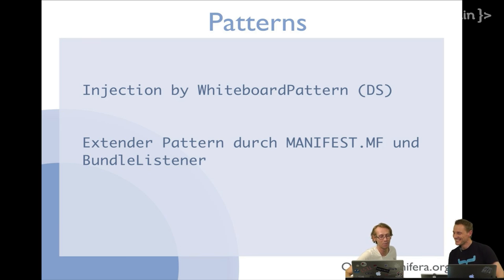And there is an extender pattern. The extender pattern means that you're registering a bundle listener and you can look at the manifest MF file whether there are additional manifest headers, and if our headers are there, you have to read the bundles somehow. For instance, your Vaadin widget set is in there. You could do it by extender pattern.